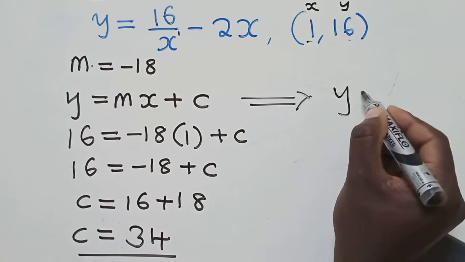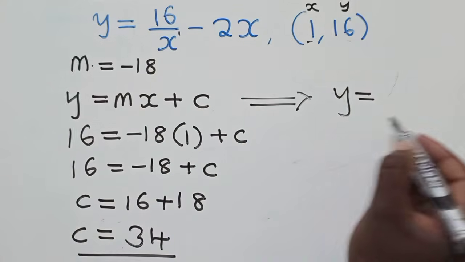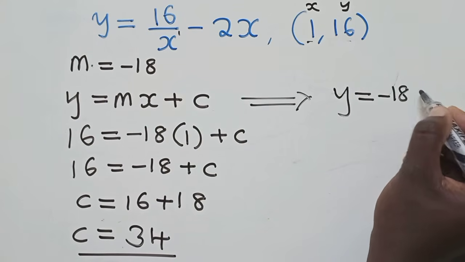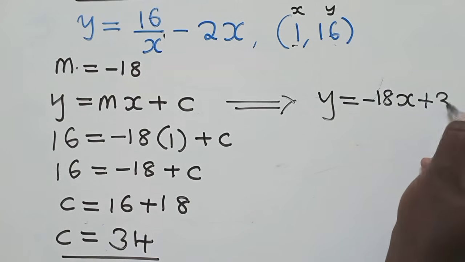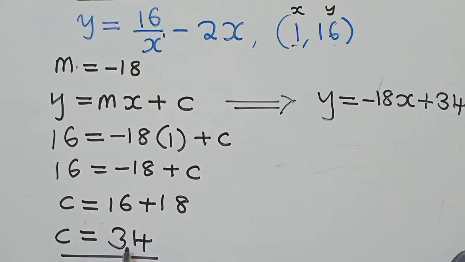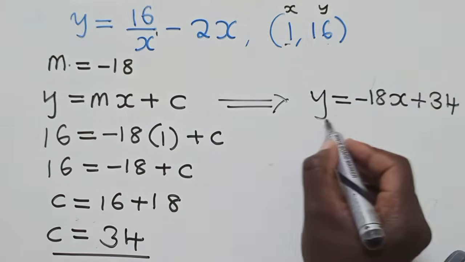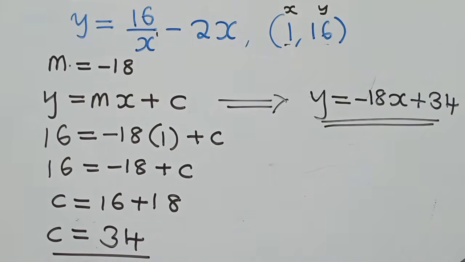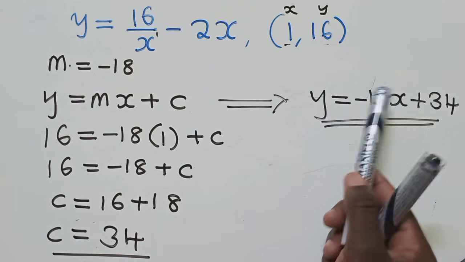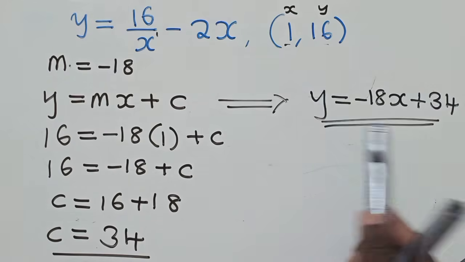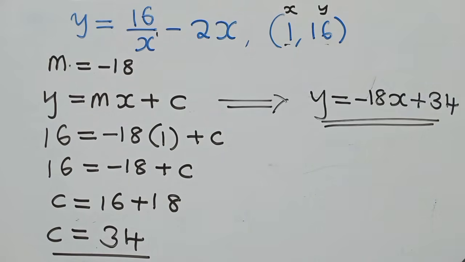So we're going to say y is equal to, what is our m? It's negative 18, and x there, we write it back. What about our c? Plus 34. We just found c to be equal to 34 here. So this is what we have, and this is our solution. This is the equation of the tangent to the curve. For the tangent, it's this one, the same steps.